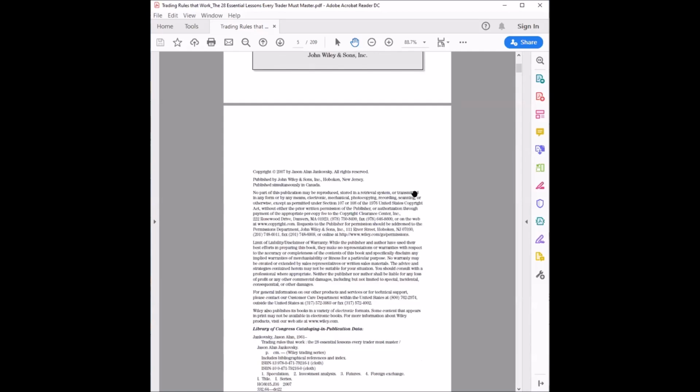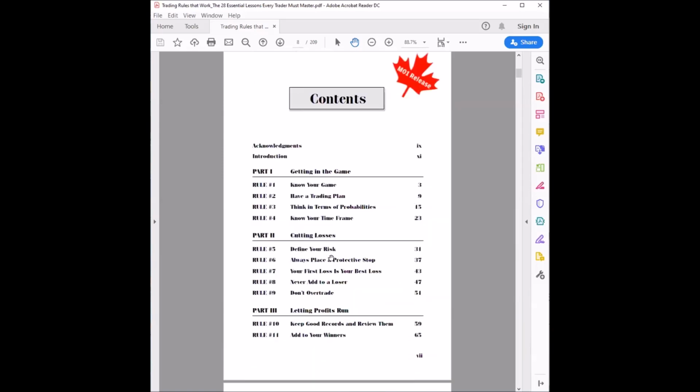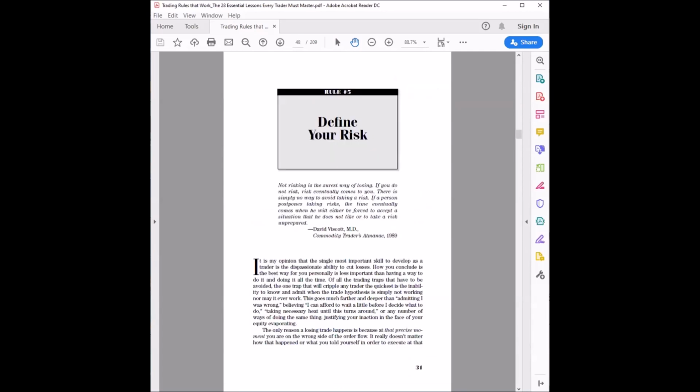So before we do that, let's look at rule number 5, define your risk, and rule number 6, always place a protective stop. For many of you, this is going to be a review. For those of you that are new to the course or new to my lessons, this is something that you should know inside and out. You always need to define your risk, and we'll talk about what that means here in just a moment.